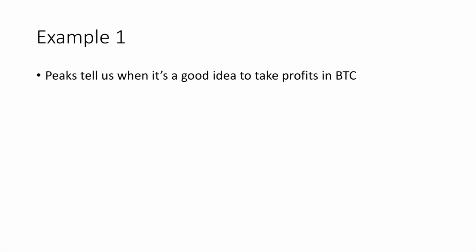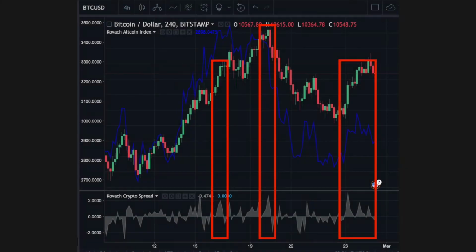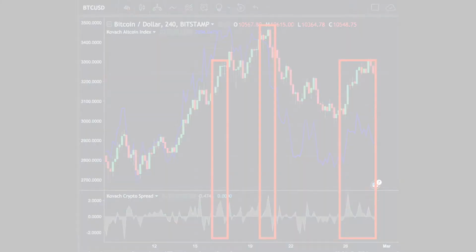In the first example, we'll simply take a look at how the crypto spread indicator can give us an idea of when it might be good to take profits in Bitcoin. In this example, notice how peaks in the crypto spread indicator either correspond to high points in Bitcoin or peaks where it fell drastically afterwards. Either way, you can see where it might be a good idea to take profits at these peaks.